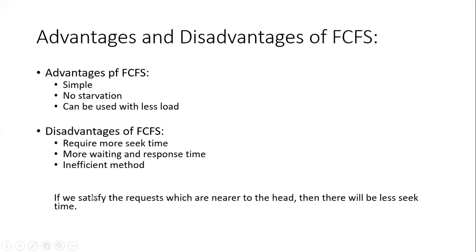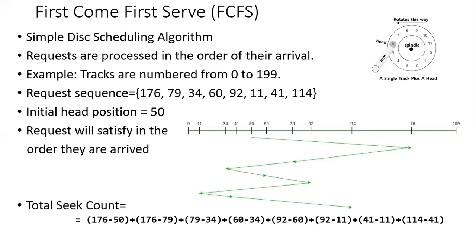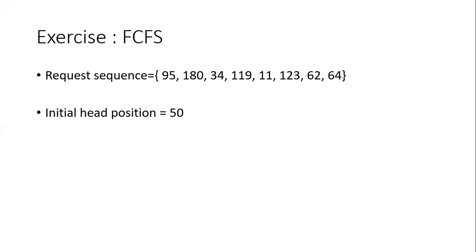So what can be done? If we satisfy the requests which are nearer to the head, then there will be less seek time. Taking this same example, when we were at 50, which other request is nearer to 50? For example, nearer to 50 is 41, so we can satisfy 41 before 176. That logic can be applied. With the same concept, there is another algorithm which entertains the nearer request of the head. That is the next algorithm, called shortest seek time first.